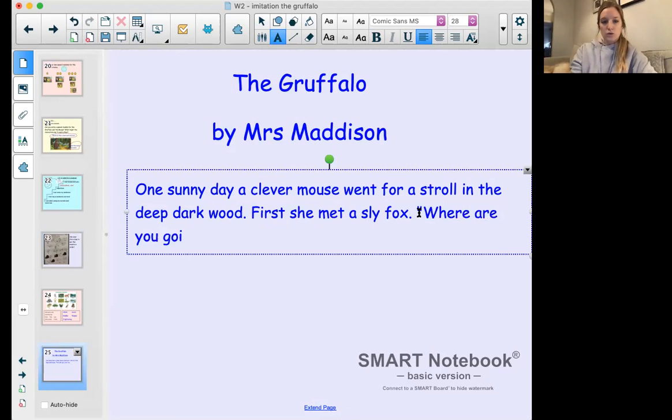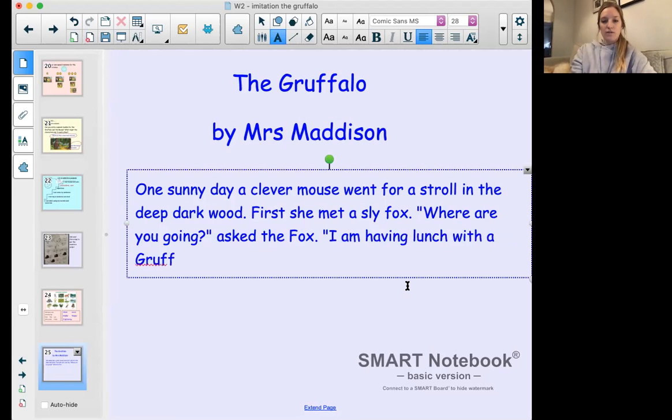Where are you going? Asked the fox. Full stop. Where are you going? Asked the fox. Now I've written a sentence, so I'm going to go back to the beginning and read it over to see how my story flows. So, one sunny day, a clever mouse went for a stroll in the deep, dark wood. First, she met a sly fox. Where are you going? Asked the fox. I am having lunch with a Gruffalo, said the mouse.